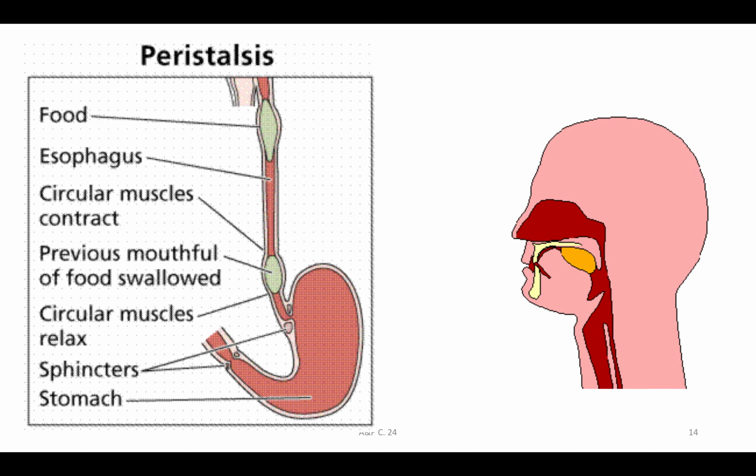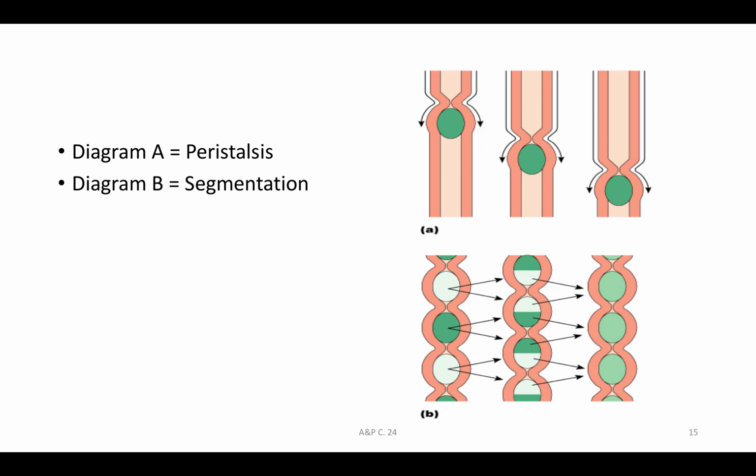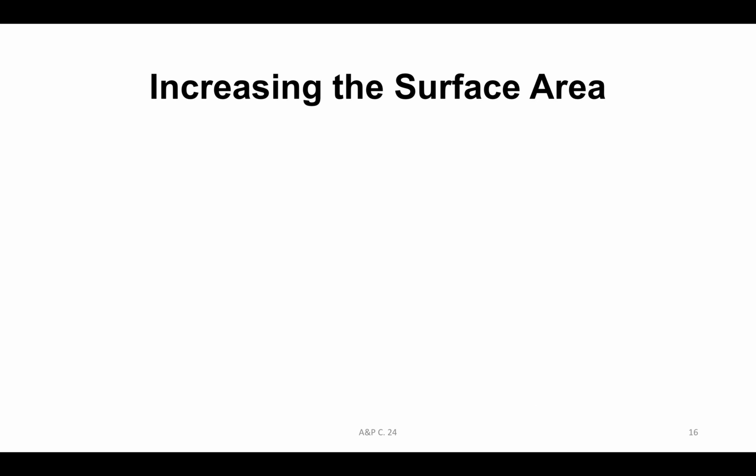This diagram is showing you how peristalsis works. You can see the man swallowing, and then the differences between peristalsis, those wave-like contractions, and segmentation, those slow kind of mixing movements throughout the digestive system.